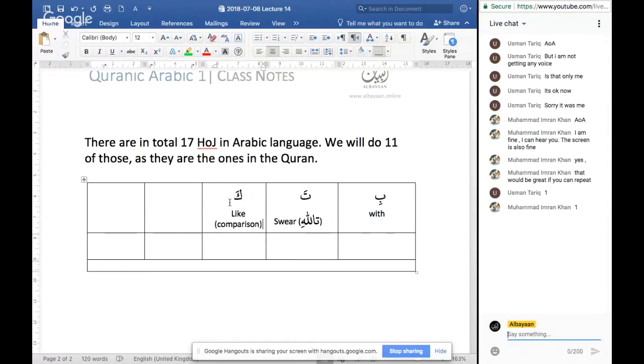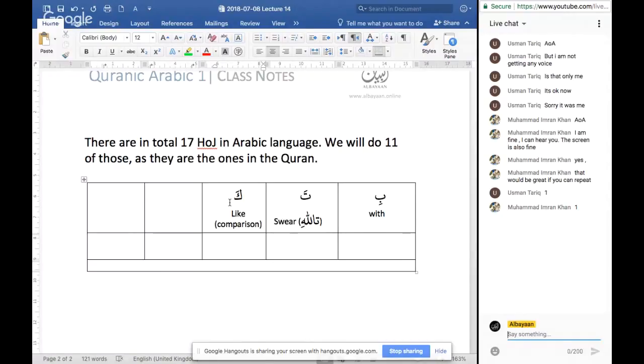For comparison. Ba, da, kaf. There's a ka in pronoun as well, which is the nasab or jar for that. So if you're thinking that right now, I'll clarify this later on. But right now, just focus on understanding these harfs and their meanings.